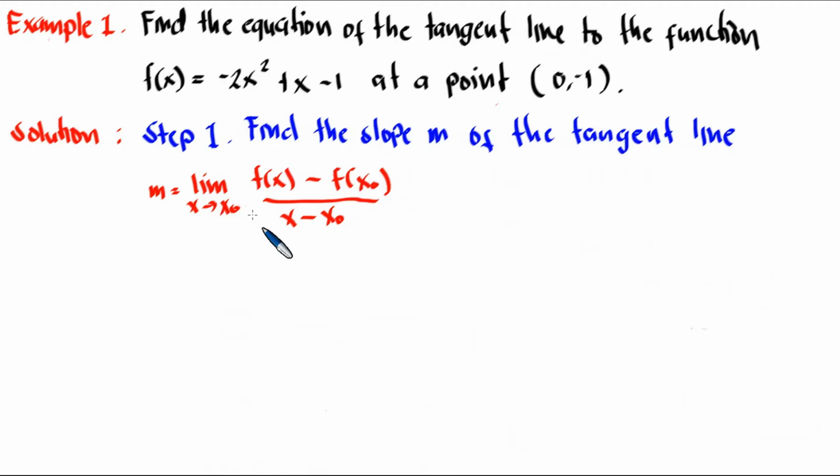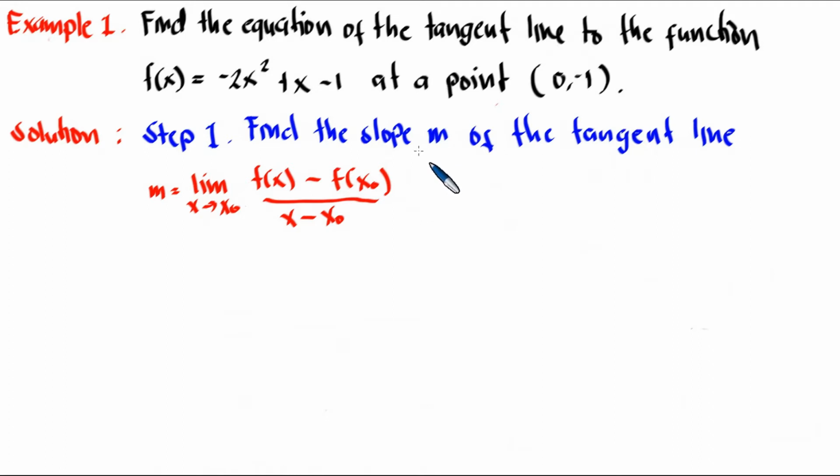Today's lesson, we are going to learn how to find the equation of the tangent line to a function at a given point. Now, for our first example, find the equation of the tangent line to the function f of x is equal to negative 2x squared plus x minus 1 at the point (0, negative 1).